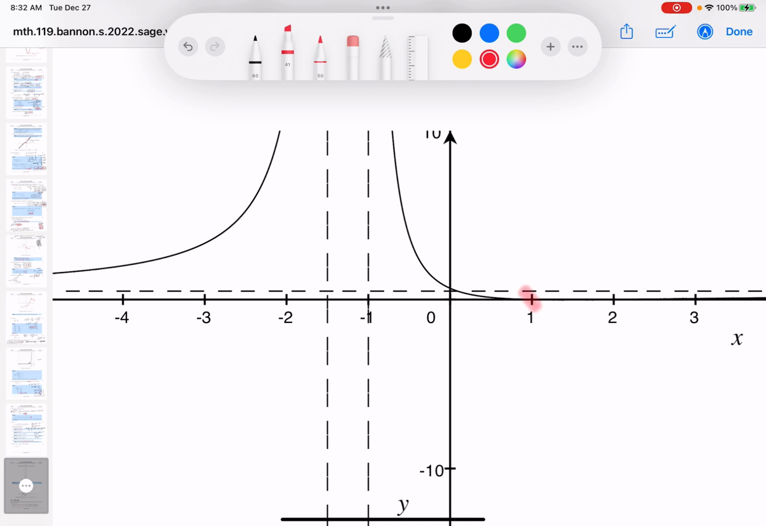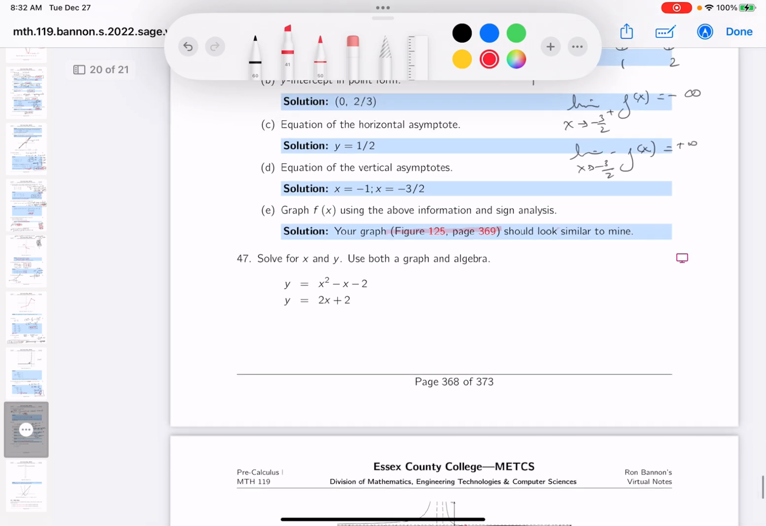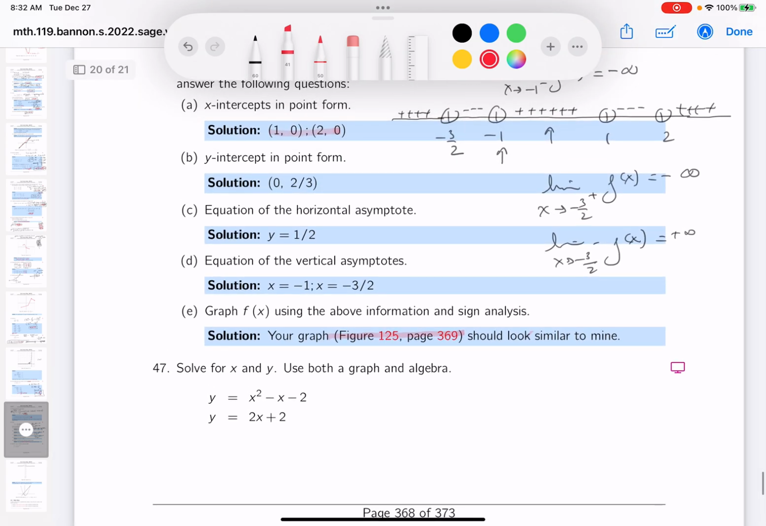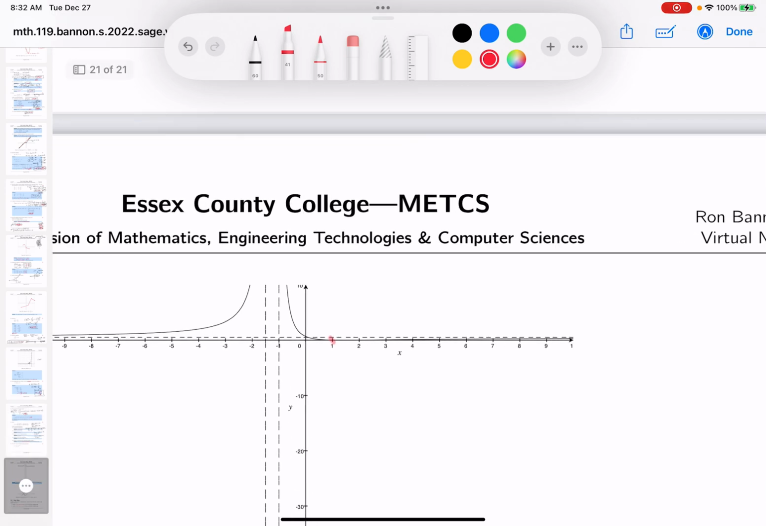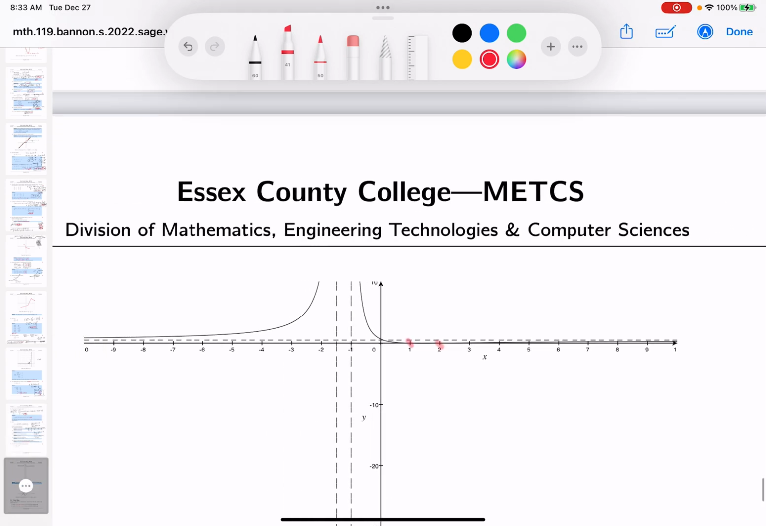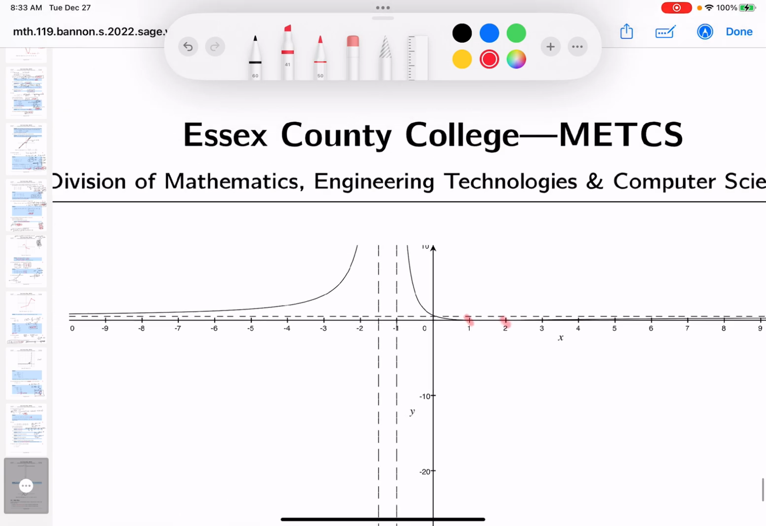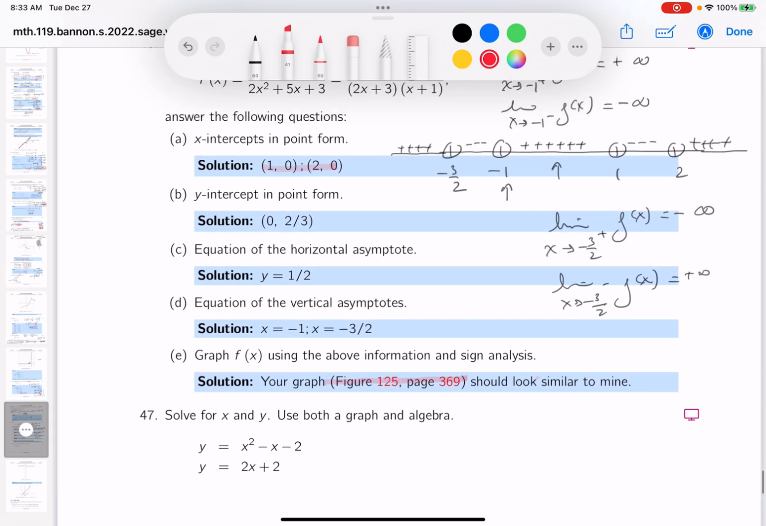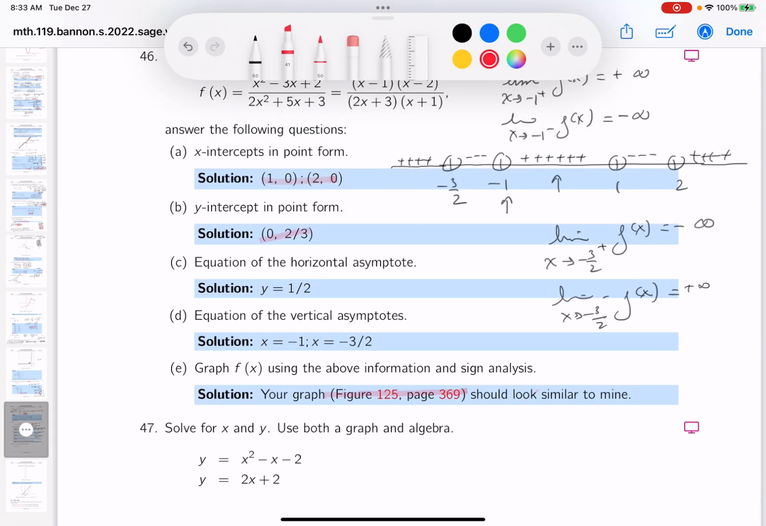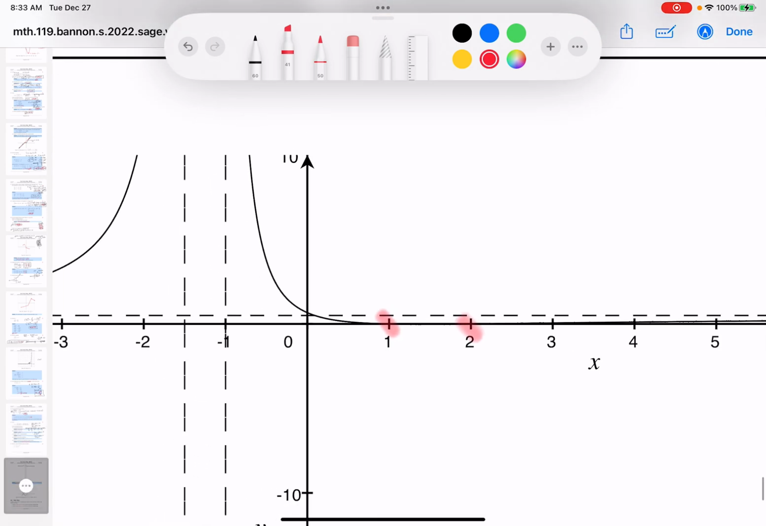All right, 1, 0 is here. And let me see if I did that right. And 2, 0. Put this over here. Boy, it's going to be tough to see that, isn't it? All right. I also want to put down the asymptotes, where the asymptote's going to be. Oh, no, let's put the y-intercept down, 0, 2/3. That's right over here. Okay.